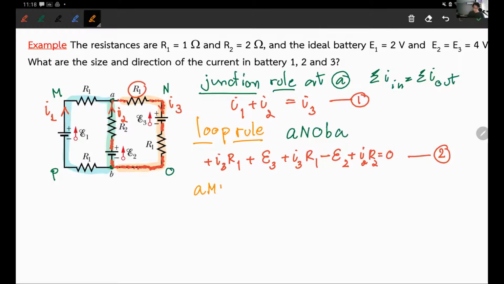A, M, P, B, A, M. Okay, let's do that. Oh, too much. Sorry. A, M, P, B, A. Back to A. All right, start from A.